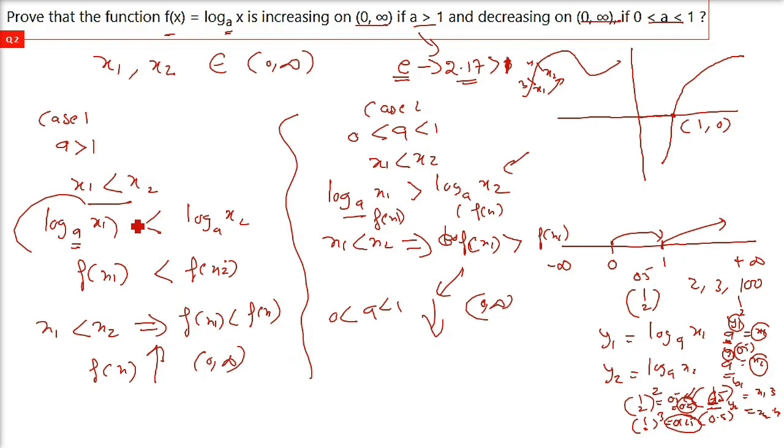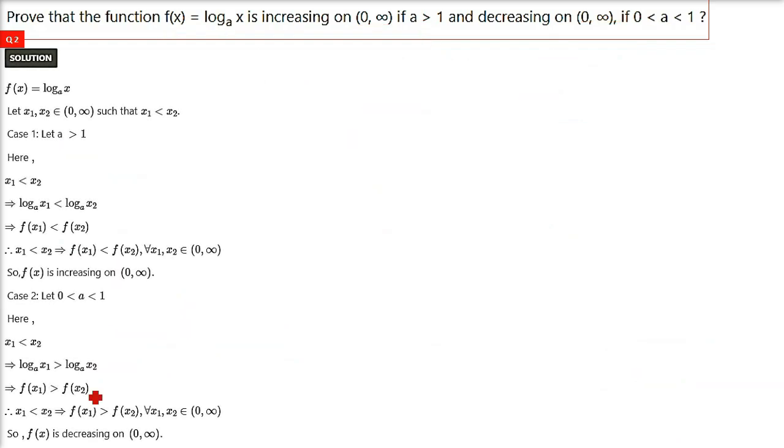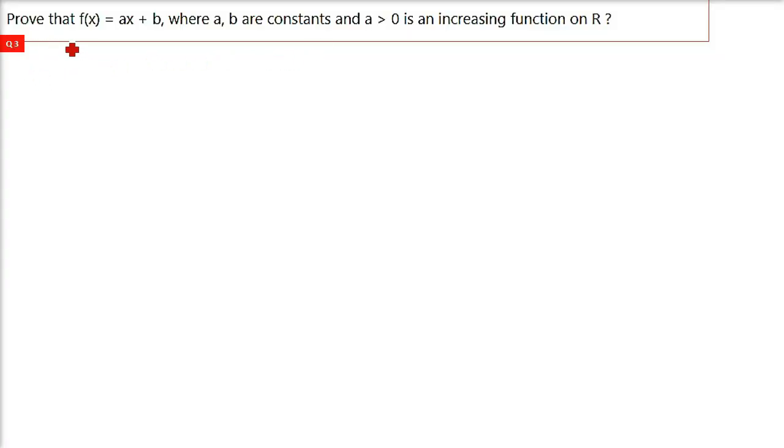So I hope you got the idea. Let me show you the way you are going to solve it. And please remember, you don't have to use any differentiation here. Prove that the function f(x) is equal to ax plus b, where a and b are constants. These values will not change. Let me tell you first what a constant is, because people get confused with that also. 2 is a constant. 2.1 is a constant.